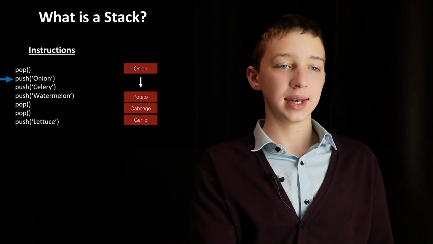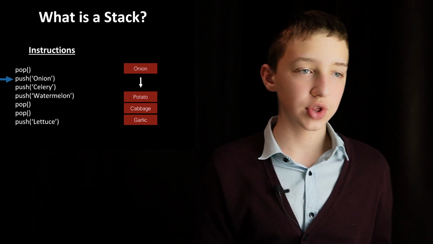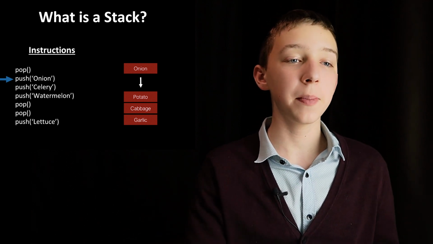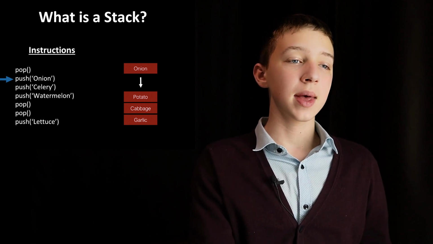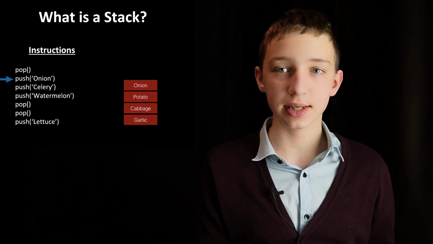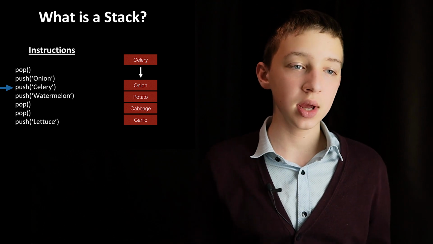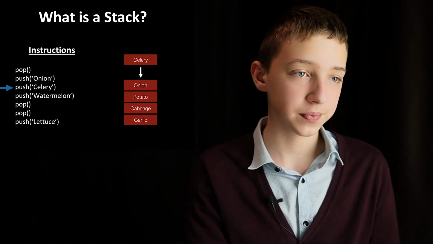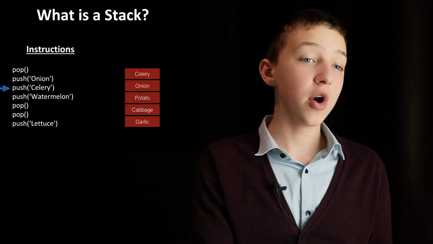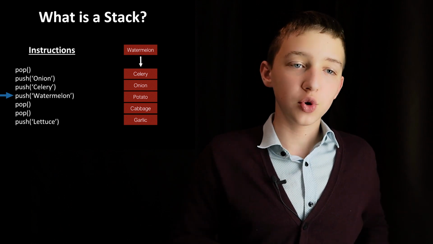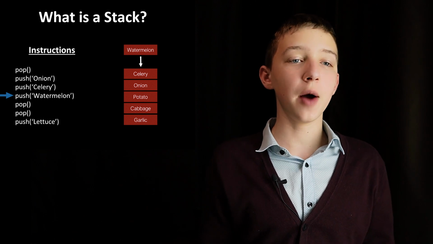Next, we have an instruction that says to push onion to the stack. So we add onion to the top of our pile or to the top of our stack. Let's move on to the next instruction. We push celery into our stack. That's pretty simple. And next is watermelon, and we also want to push it. We want to put it on the top of celery, which is now the top of the stack.